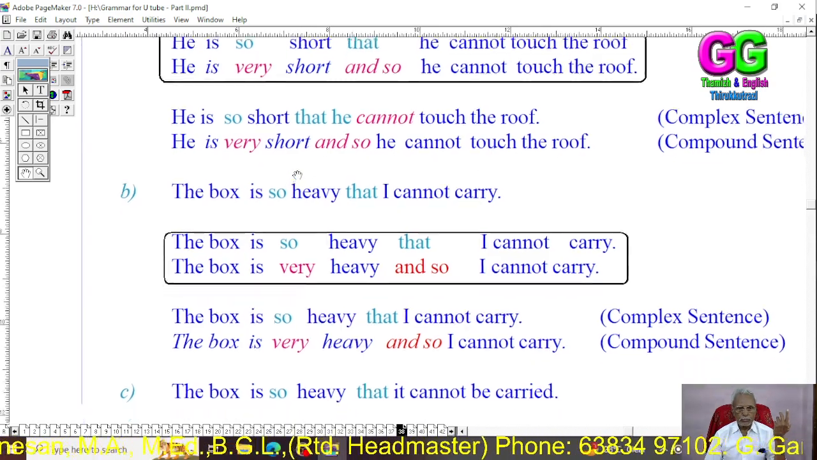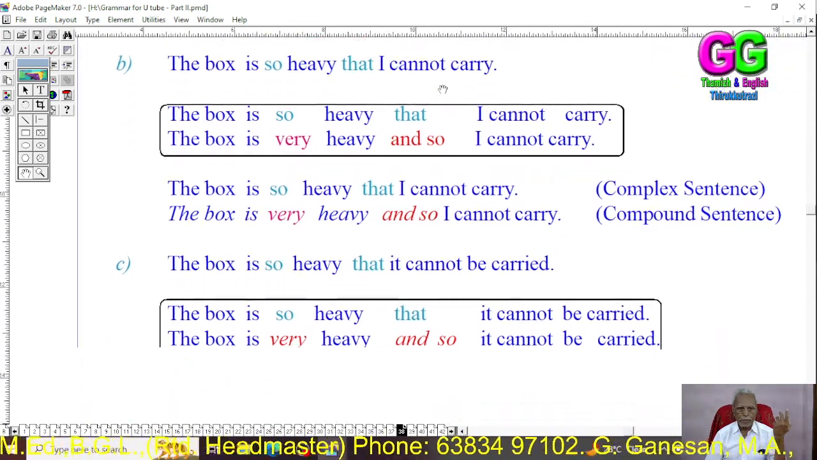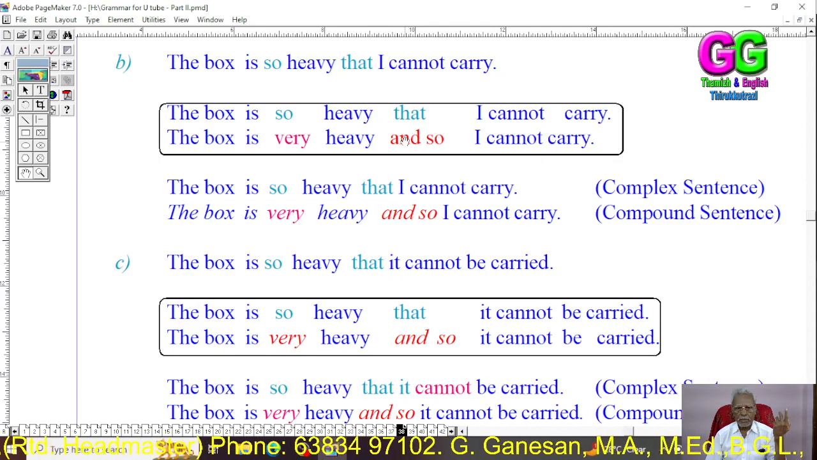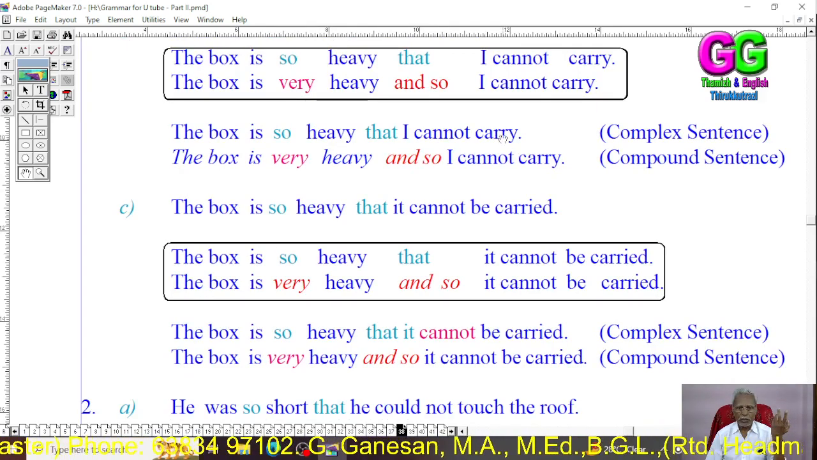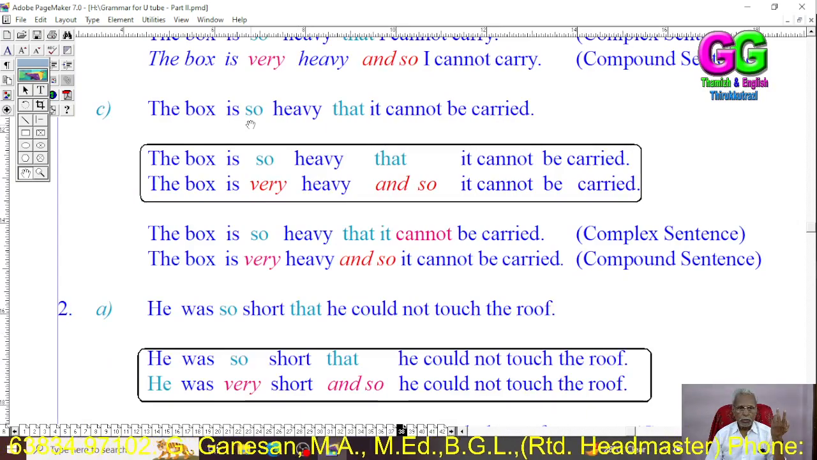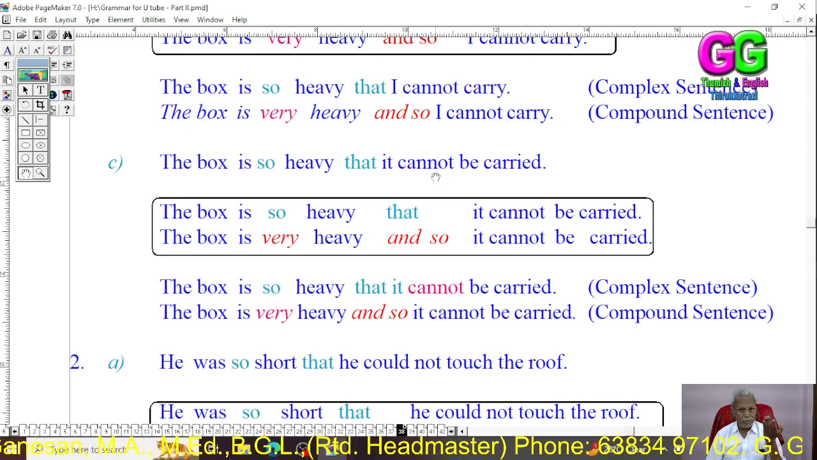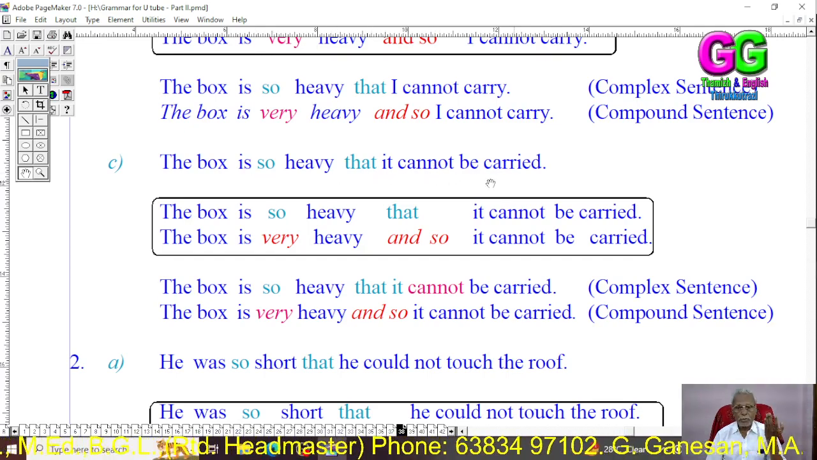Complex, compound. The box is so heavy that I cannot carry it. The box is very heavy and so I cannot carry it. The box is so heavy that it cannot be carried. Here, see, earlier it was "I cannot carry", but here it is in the passive form. The box is so heavy that it cannot be carried.